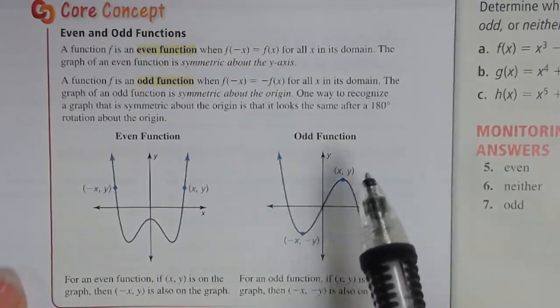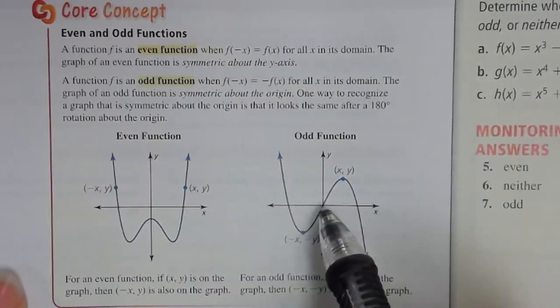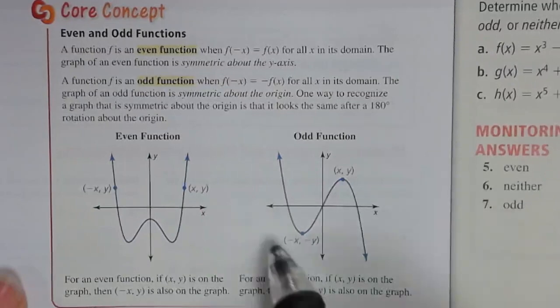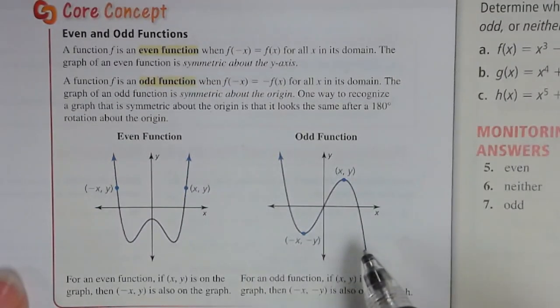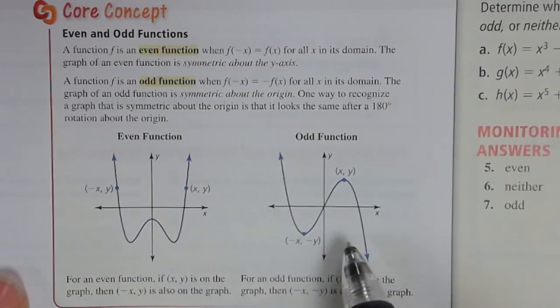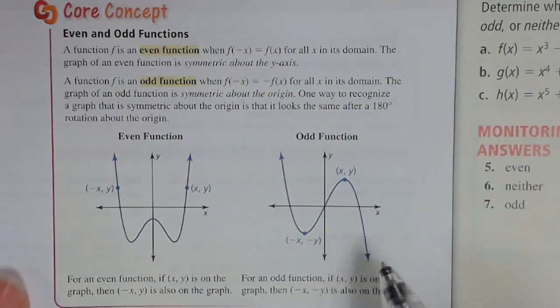An odd function is different. It's symmetrical around the origin. So if I were to rotate it 180 degrees, that's what it would look like. Visually, that's how you know. Mathematically, we have to practice that.